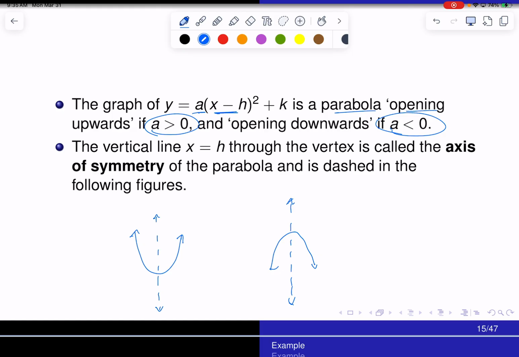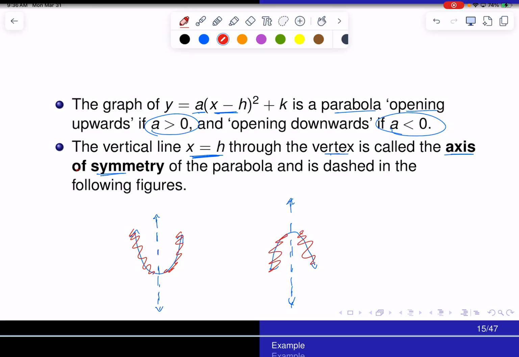So x equals h, the vertex, the axis of symmetry. It's the dashed line that cuts the parabola into two equal parts. So there's a vertical line that cuts this parabola into two equal parts. You have this left half that's equal to the right half.